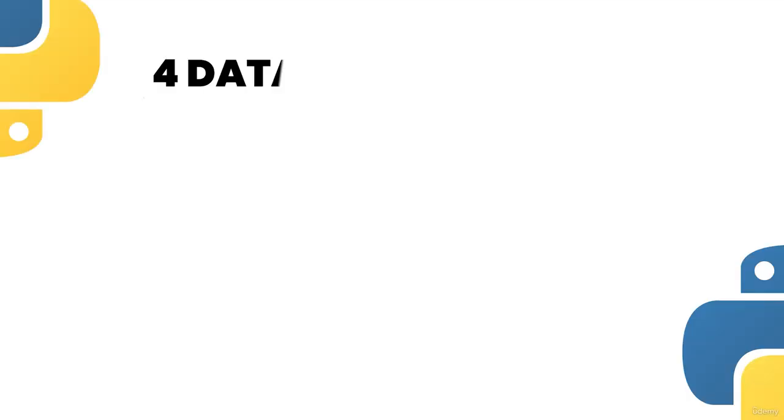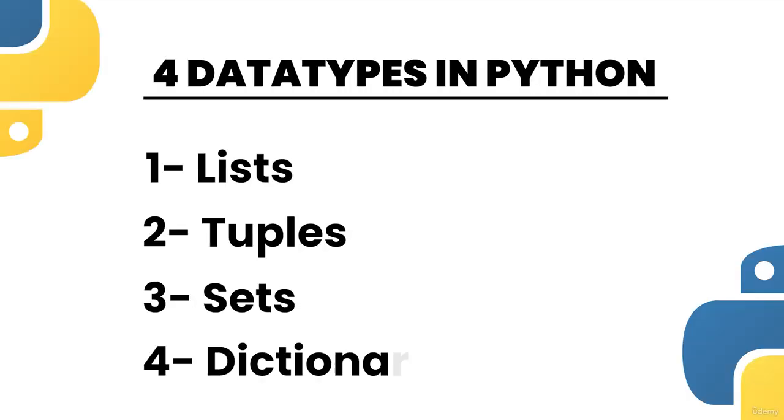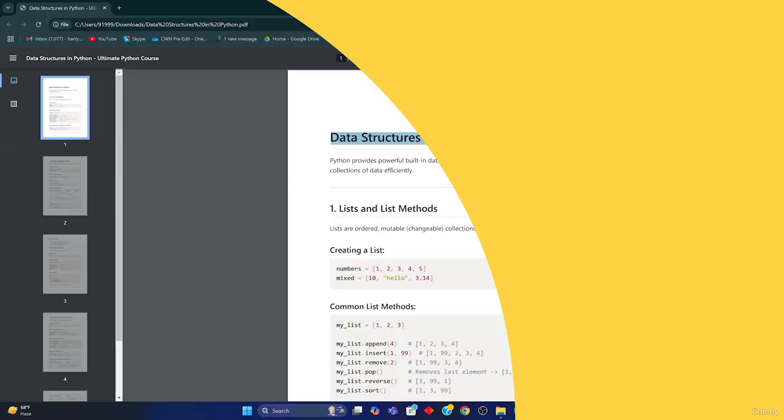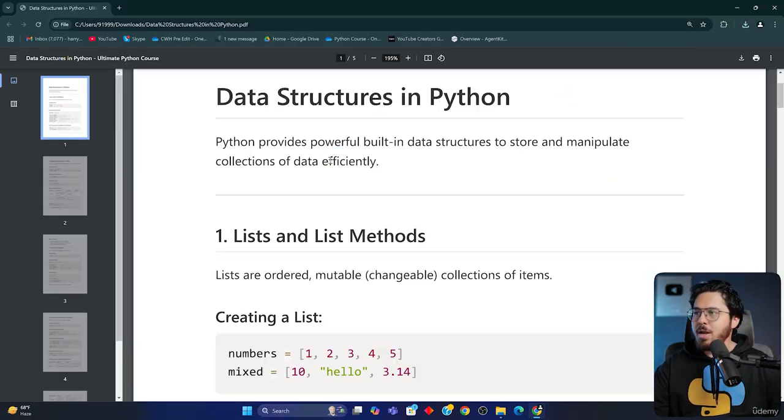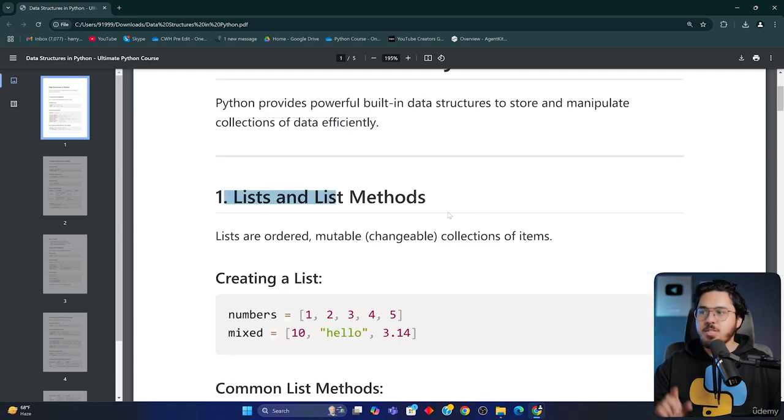Primarily, we are going to study 4 data types in Python: lists, tuples, sets, and dictionaries. When to use which and how to use all these data types is something that we are going to discuss in great detail. I have provided all the details in the handbook. Python provides powerful built-in data structures to store and manipulate collections of data efficiently. In this video, we are going to discuss lists.